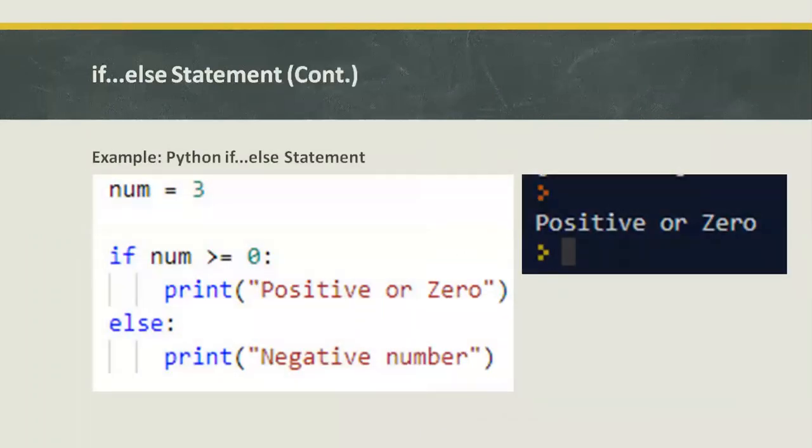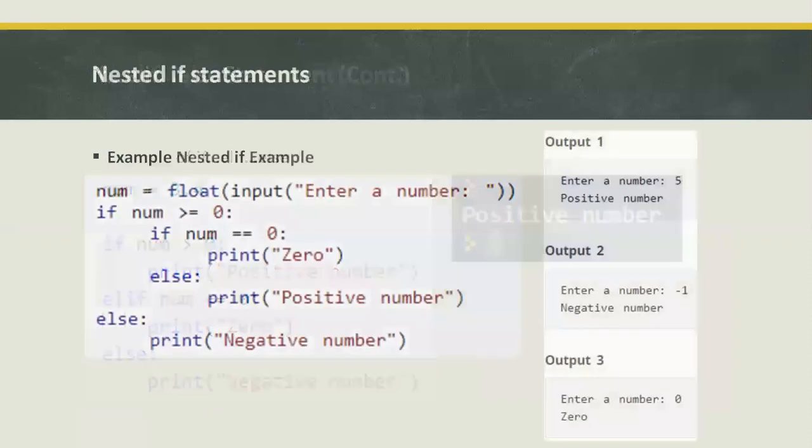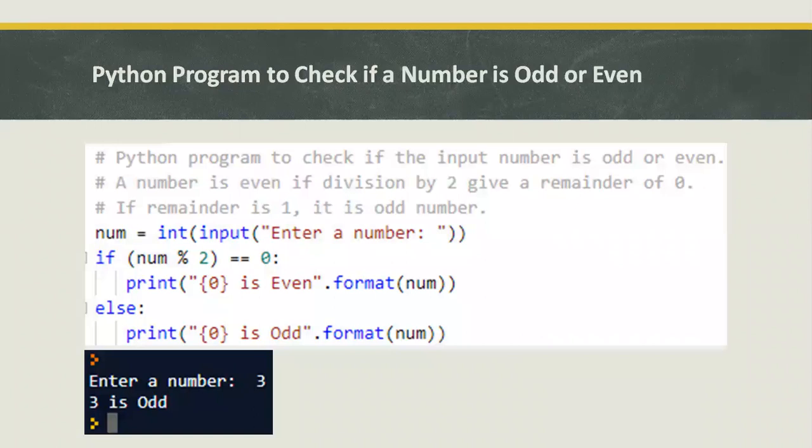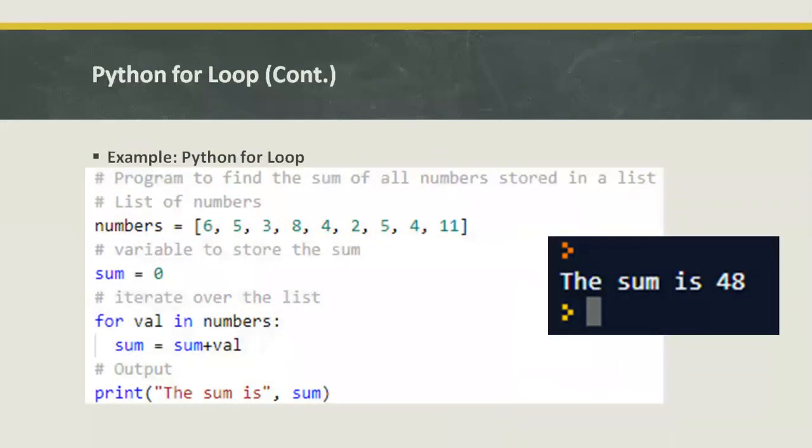If you compare C programming and Python, you will come to know that almost their syntax and purpose, everything is the same. There is only a small variation that you have to remember here. We have also seen this example of if else, nested if, and a program to check whether a number is odd or even. Then, Python for loop. We saw in the last lecture how we can use a for loop.